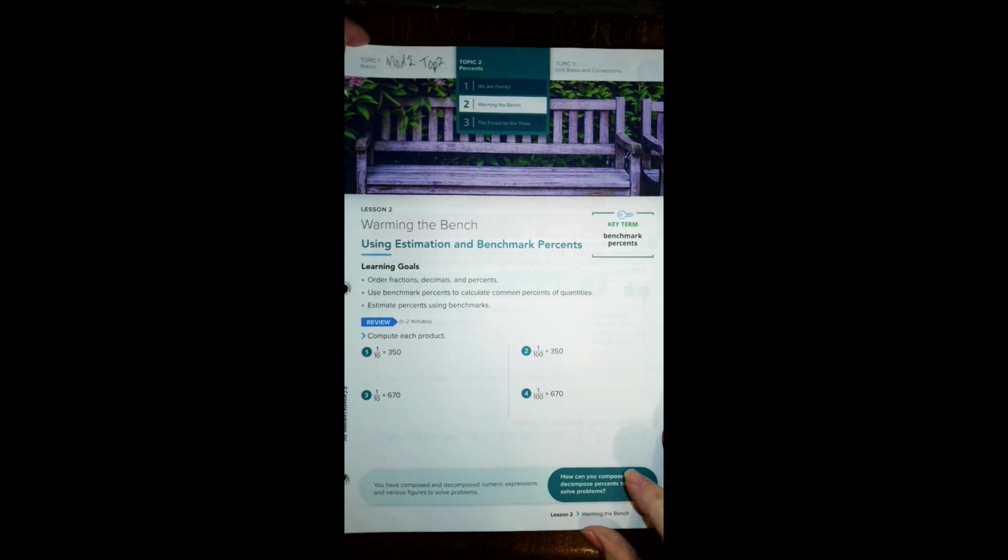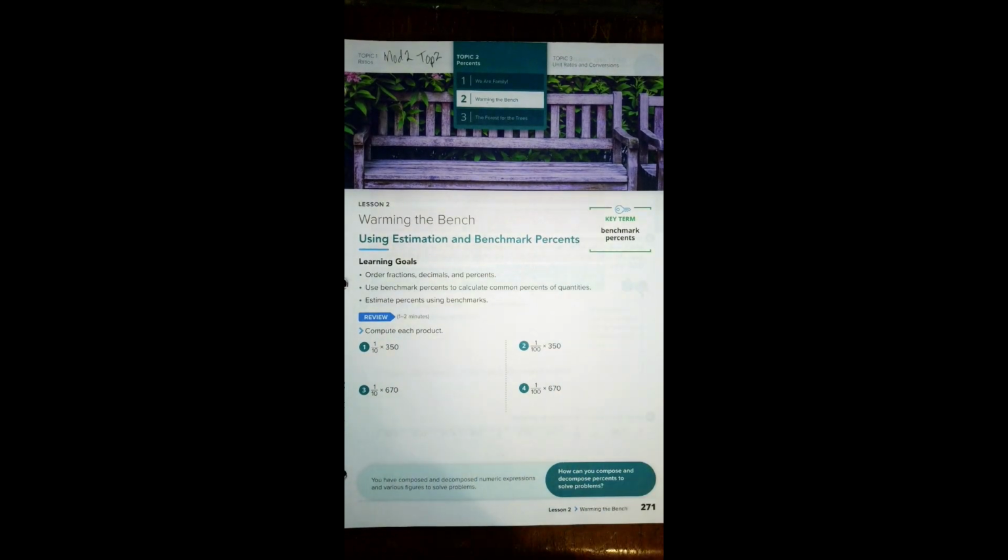Okay, so in class, the first thing that I'm going to have kids do who are in class is to define benchmark percents, either in the glossary or from page 273. You can see it there, but I just want kids to kind of look it up and write it. I want you to put it right here.